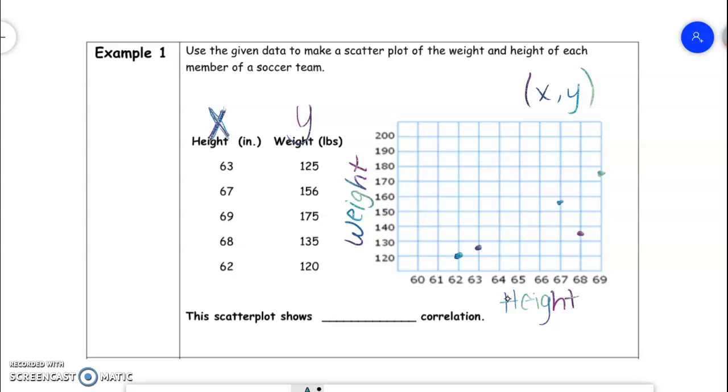So here we have a positive correlation that also contains an outlier.